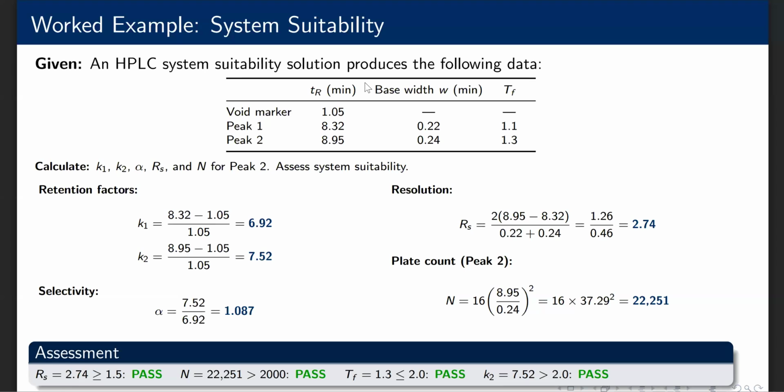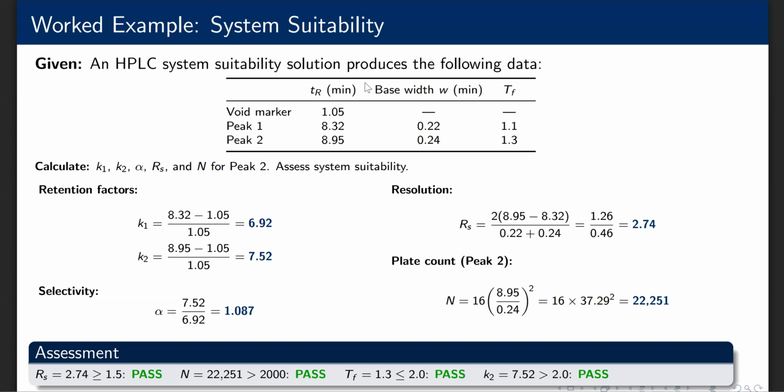Okay, so we're asked to check system suitability. You have two peaks at 8.32 and 8.95 minutes, with base widths of 0.22 and 0.24 minutes, tailing factors of 1.1 and 1.3, and a void marker at 1.05 minutes. We want to calculate K, alpha, RS, and N for peak 2, then check against USP criteria.